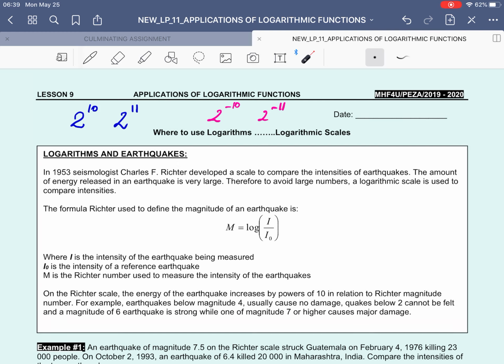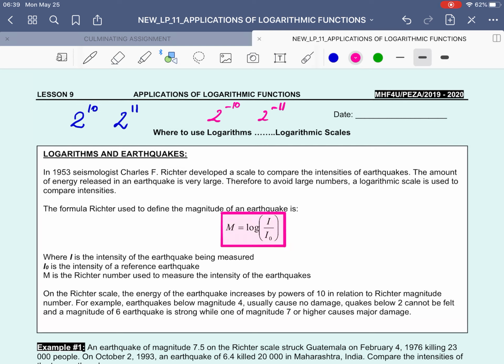Now, by the way, Richter was an American seismologist and physicist. He lived from 1900 until 1985, I think, and he dedicated his life to physics and science, and he is most well known for the development of this very special formula that we're going to take a look at together right now.